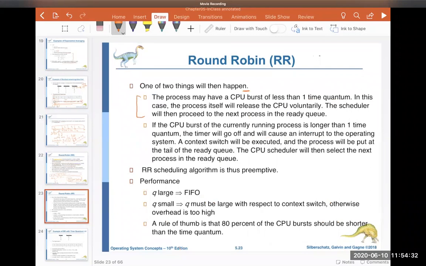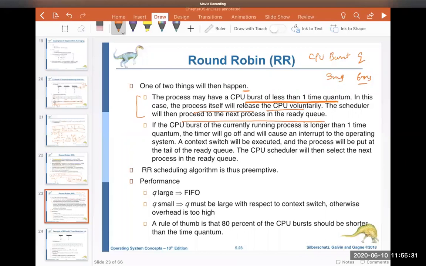One is that the CPU burst of the process is smaller than the quantum. Let us suppose the time quantum Q is 6 milliseconds and the CPU burst of the process that is allocated is only 3 milliseconds. Then whenever it is allocated to the CPU, before the time quantum expires, the process would already have executed, terminated, or voluntarily gone into a wait state. In that case, we are good and it is scheduling all the jobs perfectly. The process may have a CPU burst of less than one time quantum, and in this case the process itself releases the CPU voluntarily. The scheduler will then proceed to the next process in the ready queue.